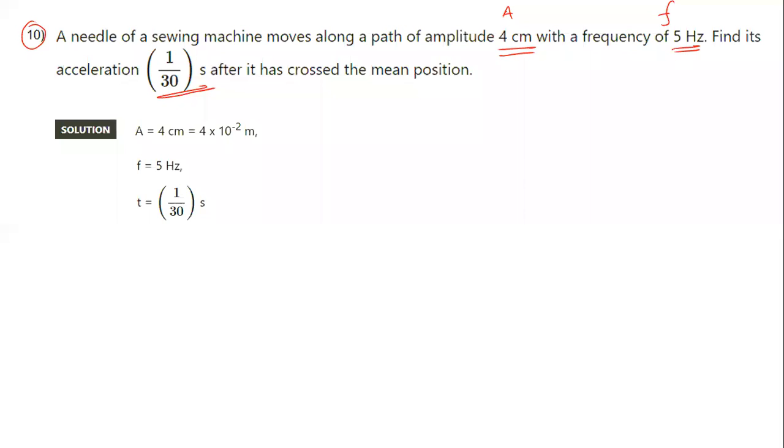acceleration. So you know that acceleration is what? Omega square x. This is the formula of acceleration. Now x is not given anywhere. But here they have given the frequency. So we can write x is equal to a sine omega t. Now, a is given. Frequency is given. You can find out omega. So omega is 2 pi f. Okay. And time is given. So everything is given. Then you can substitute.